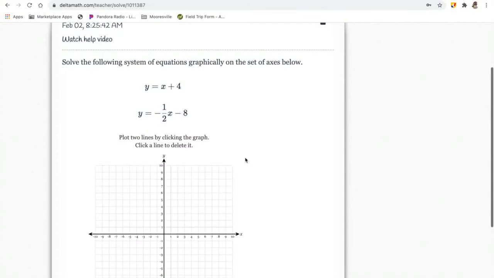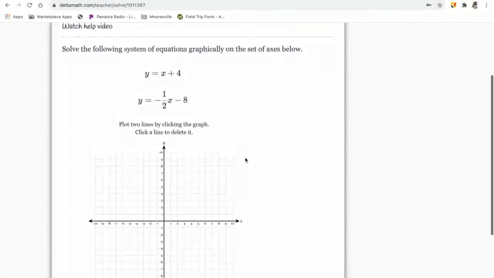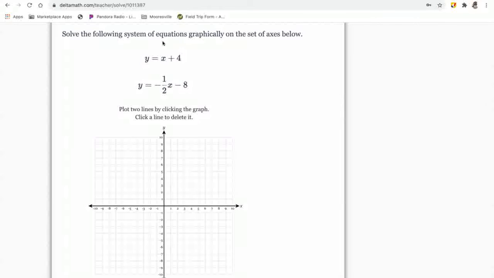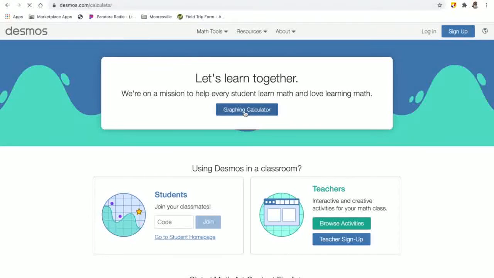So here's the first type of example that they're going to give you, and it says solve the following system of equations graphically on the set of axes below. So they're going to give you two equations right here, and I'm going to, on a piece of paper, write those two equations down. Make sure you have paper and you're writing these down, because it's too much to remember when you go into Desmos to memorize it. There's just no way you're going to get it right if you try to memorize it. So write it down. Once you've written them down, go into Desmos, and I'm going to graph those two lines.